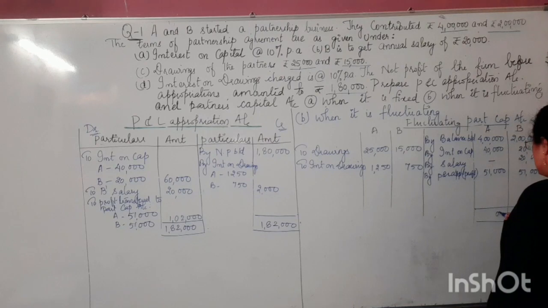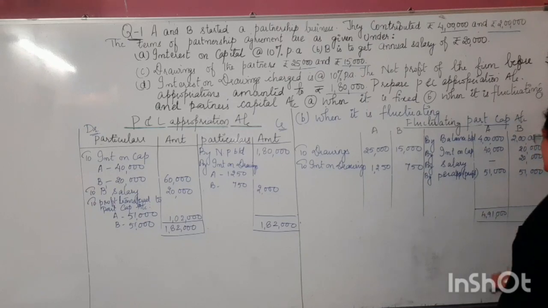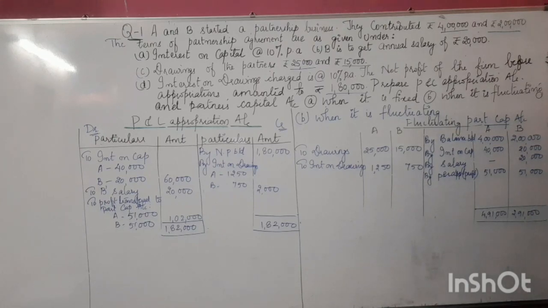So hence, you can see it here, 1 5 plus 4 9. The total of A I am getting here is 4,91,000, and the total of B here I am getting is how much? 2,91,000. Okay, so 2 plus 2 4 plus 5 9, and this 2, and I'm getting it here. You can find it here.